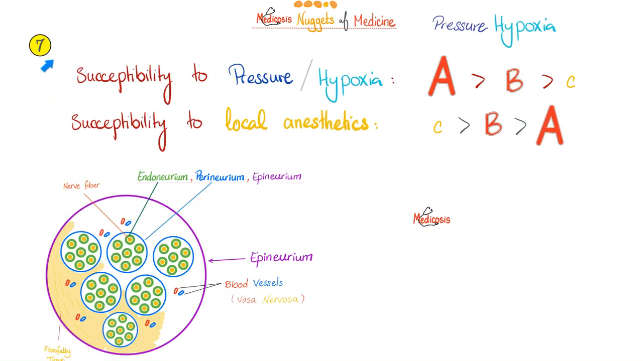Nugget number seven is a compilation of the previous two nuggets. Susceptible to pressure or hypoxia affects type A fibers more than B, more than C. But to local anesthetics, C is affected the most, followed by B, then A.